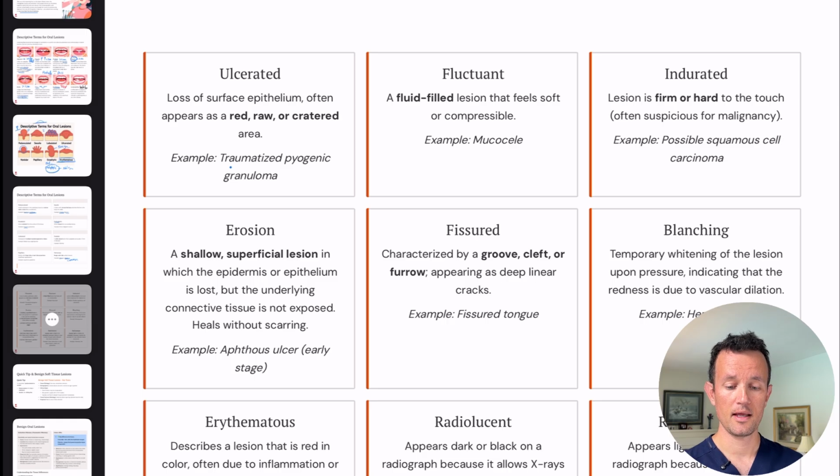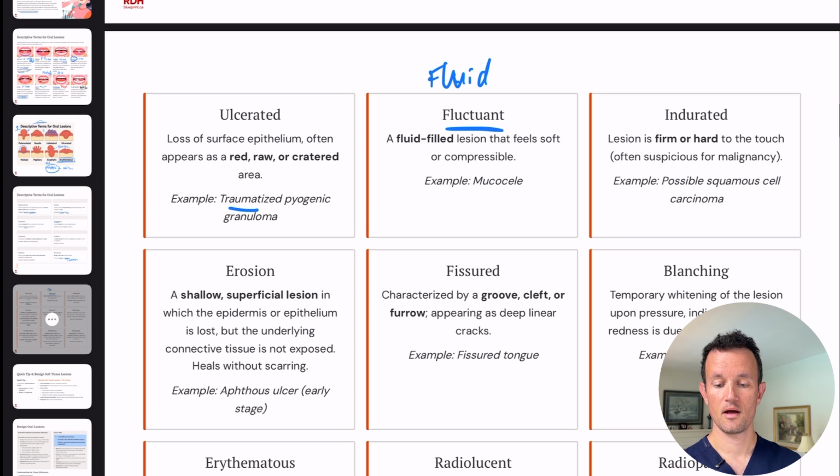Ulcerated, we talked about that. Fluctant, that means fluid. A fluid-filled lesion. So a vesicle would be an example of a fluctuant lesion. Indurated is hard. We could pop it with a pin and nothing's going to squeeze out of it. It's indurated. More suspicious for malignancy.